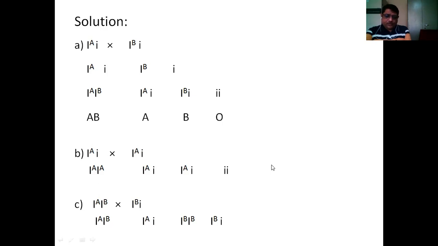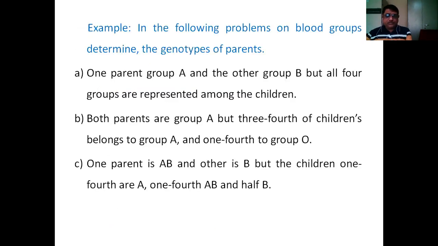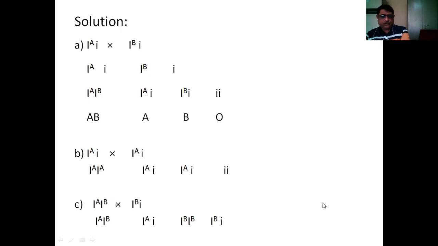So here, as per the conditions, 1/4 of the children will have A blood group, 1/4 will have AB blood group, and half will have B blood group. The same is shown here. 50% will have the B blood group, and among the other 2, one has AB blood group and one has A blood group, so they will be 25-25%. So in this way, when you read the example itself, you should be able to understand the genotypes of the parents. Okay.